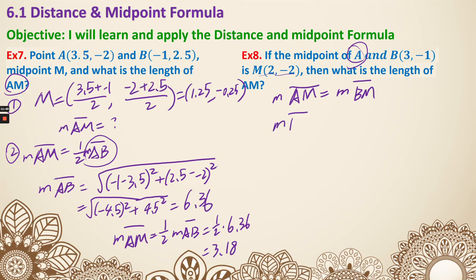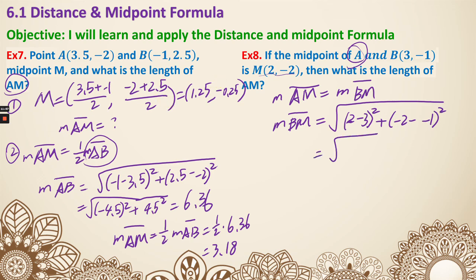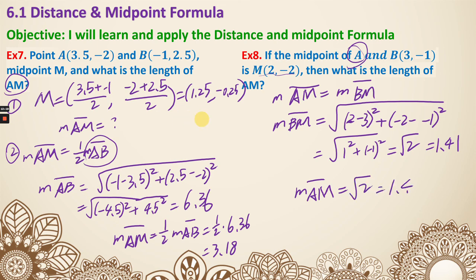So the measurement of BM, I have both points. 2 minus 3 squared plus -2 minus -1 squared. So I got square root of 2 minus 3, that's 1 squared. The other one is -2 plus 1, so -1 squared. Basically, you have square root 2. If the question asks you to round, that's going to be 1.41. And since AM is the same as BM, I can say the measurement of AM is basically square root of 2, or 1.41.